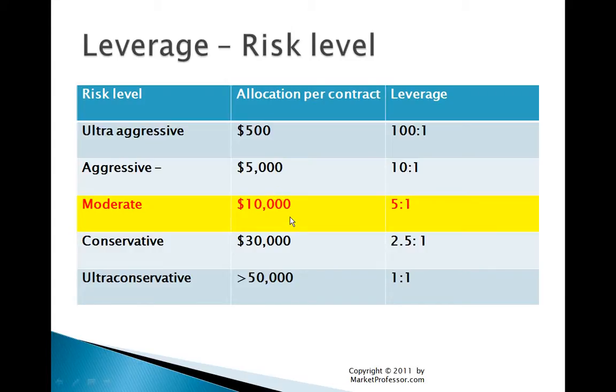Now, allocating 10 grand per contract using 5 to 1 leverage is a moderate risk level. And this is my personal favorite. I used to trade my own account and the accounts of my clients. And by the way, the 5 to 1 leverage ratio here is similar to the 5 to 1 leverage ratio widely accepted in mortgage lending, when buyers are required to put up 20% of the house price as a down payment. Allocating 30 grand per contract is a conservative risk level, and allocating 50 and more per contract is ultra conservative risk level in my classification, and it uses no leverage at all.